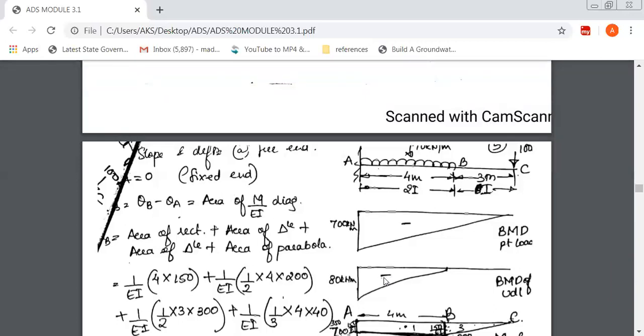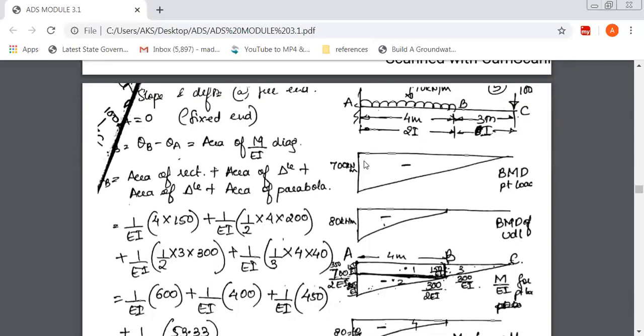Next, this is a UDL. For UDL, the bending moment is 10 into 4 into 4 by 2. So 10 into 4 is 40, and 40 into 2 is 80. So the maximum ordinate here is 80 kilonewton meter. Now because it's a UDL, you have to join points A and B with a cubic or parabolic curve.